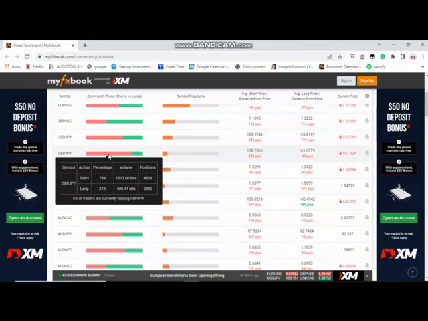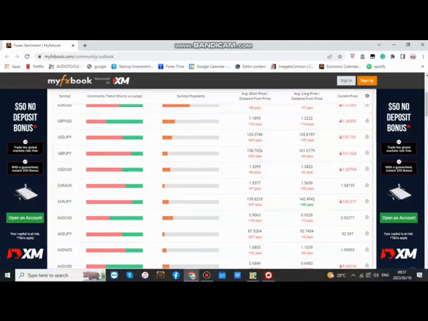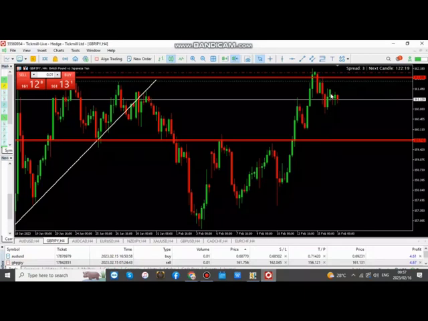79% of people are short on this asset. Only 21% are long. For those of you who don't know the terminology, short is sell, long is buy. So 21% of the traders trading this asset are buying it, while 79% are selling it. So more people are in a sell position. I want to go where people are, and they are selling. So this gives me confidence that, okay, I need to sell.